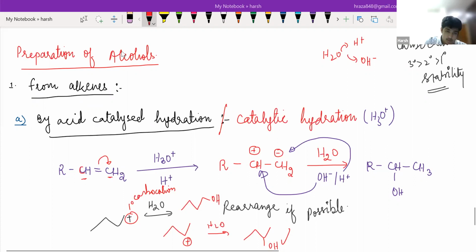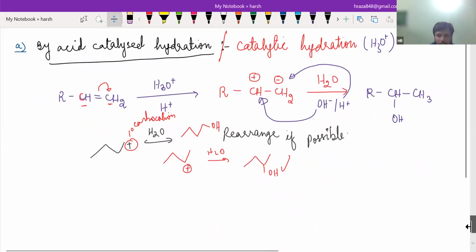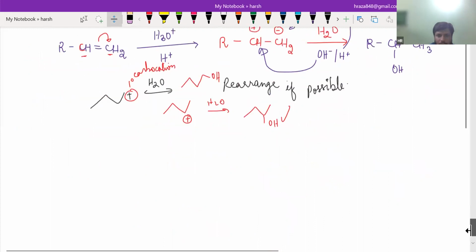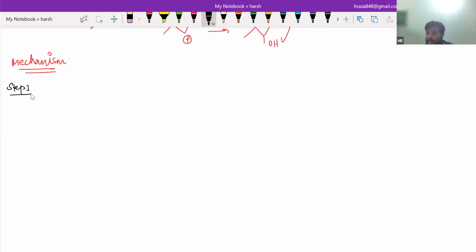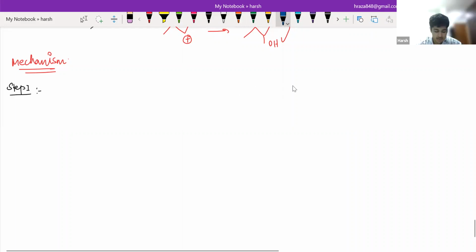Very good. So first of all, I'm going to make some question, not question, mechanism. See, the mechanism is very important. How does this work? So there are some steps which we are going to follow. Step one, there will be protonation. Do you know what this protonation means?